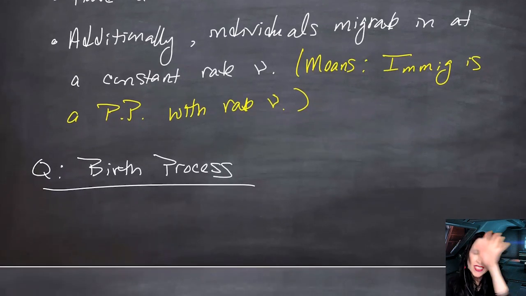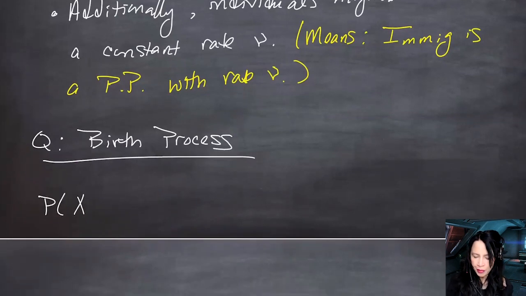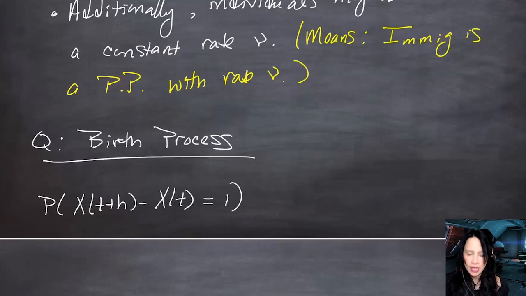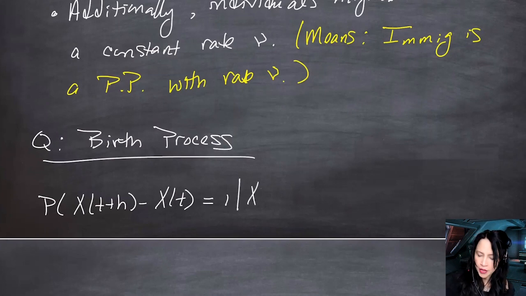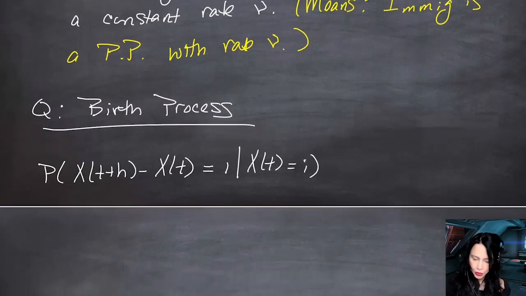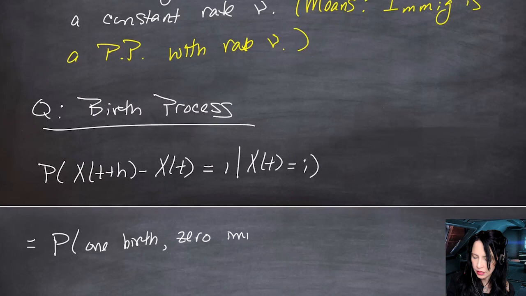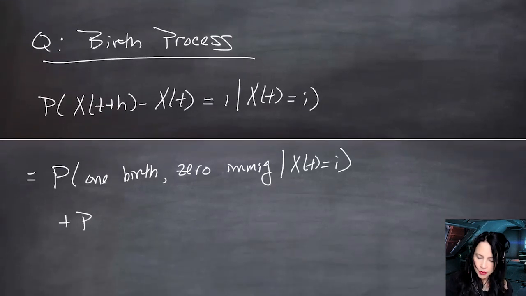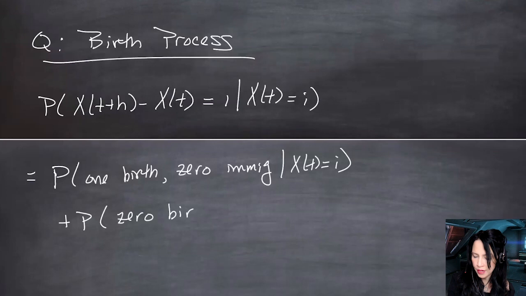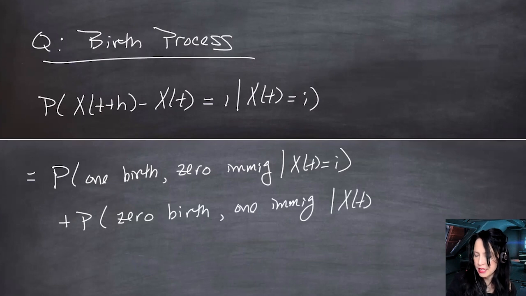There's no death, sorry. So I want to look at 2 out of 3 of these conditions. Let's look at increasing the population size by 1 when the population size is currently I. So this can happen in 2 ways. This is the probability of 1 birth and 0 immigration given the population size is I, plus the probability of 0 births and 1 immigration given the population size is I.